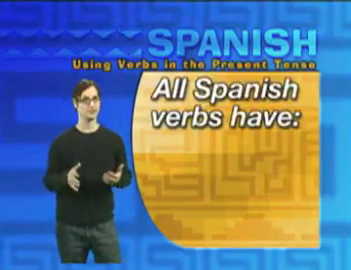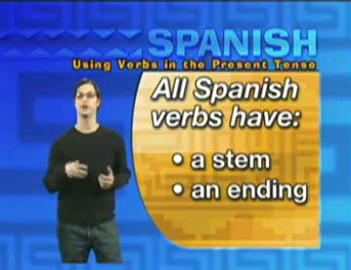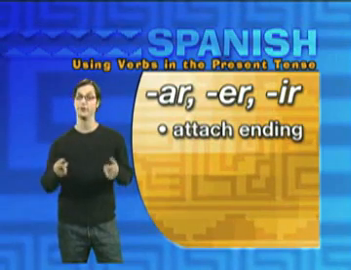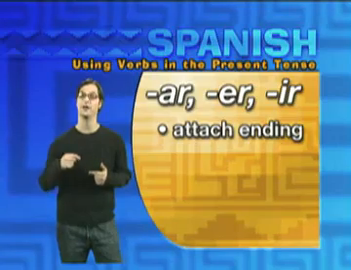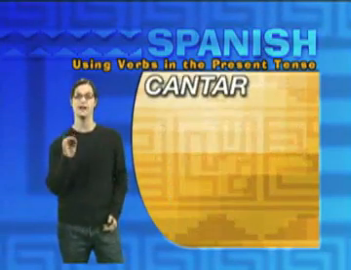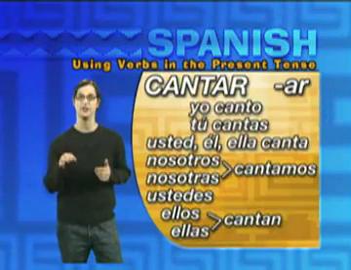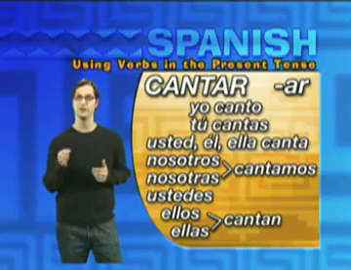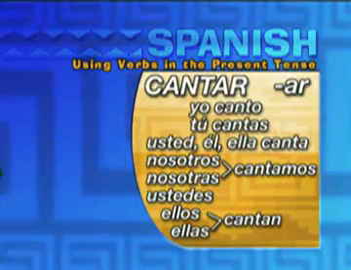Review time, folks. All Spanish verbs have a stem and an ending. Verbs are divided into three groups depending on their ending. AR, ER, and IR are the three different endings. When you conjugate a verb, you drop the AR, ER, or IR and attach the appropriate ending to match your subject in both gender and number. Using cantar, to sing, as an example, you conjugate AR verbs like this. Yo canto, tú cantas, usted, él, ella canta, nosotros, nosotras cantamos, ustedes, ellos, ellas cantan.